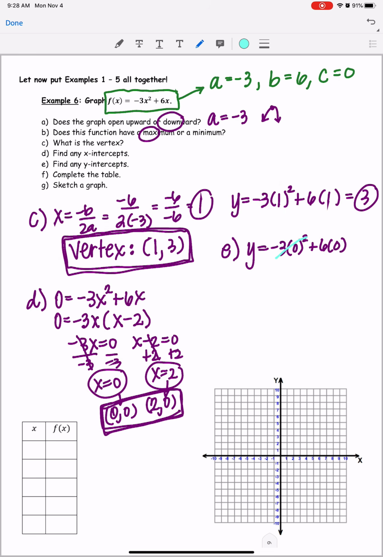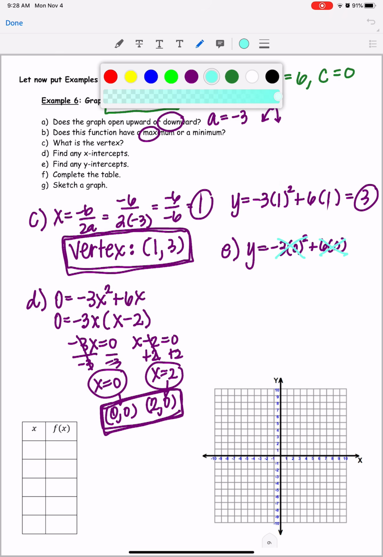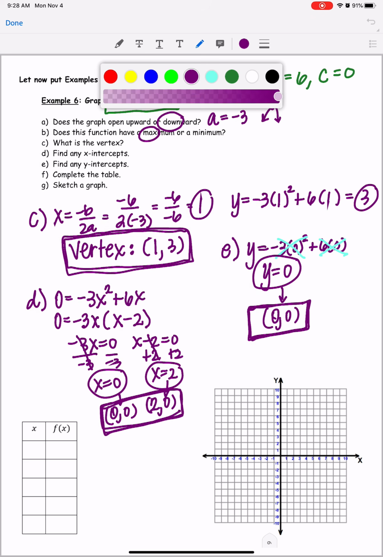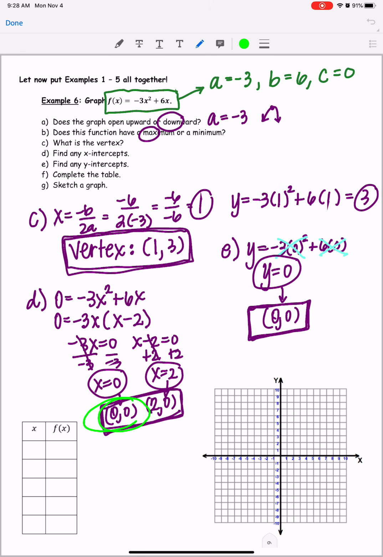Well, 0 squared is 0, and 0 times anything is 0. So when everything cancels out, this means my y is 0. So again, it doesn't tell me to write this as an ordered pair, so that's acceptable, but an ordered pair would be 0, 0. When we have something crossing at the origin, that's both your x-intercept and a y-intercept.